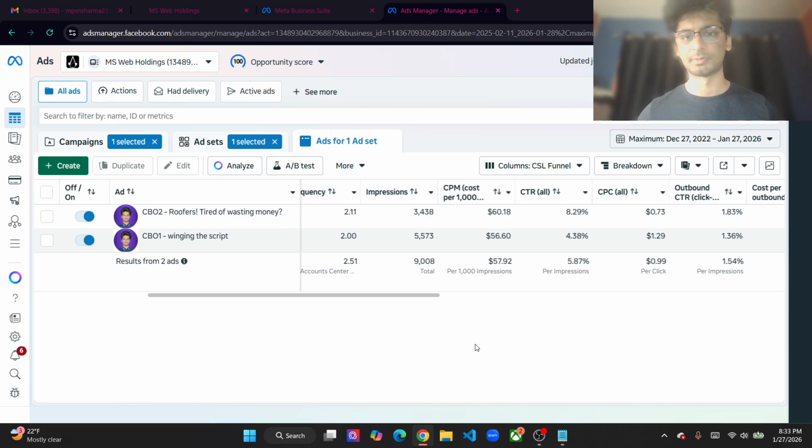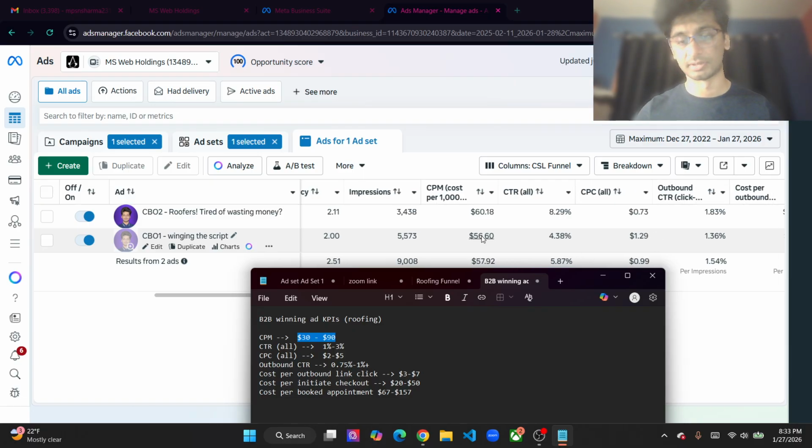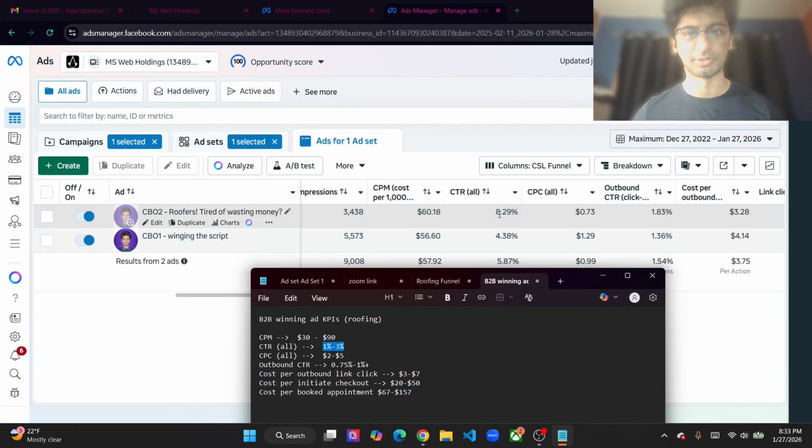So CPM, the cost per 1,000 impressions, is around $60. So let's say CPM 30 to 90. Again, smack in the middle. The first ad is a little bit cheaper, and then the second ad is smack in the middle. The click-through rate is really high on the second ad. Obviously, the CTR is way above KPI, right? It should be between 1 to 3%, but ours is 4.38 and 8.29% for CBO1 and CBO2, the first ad and second ad respectively.